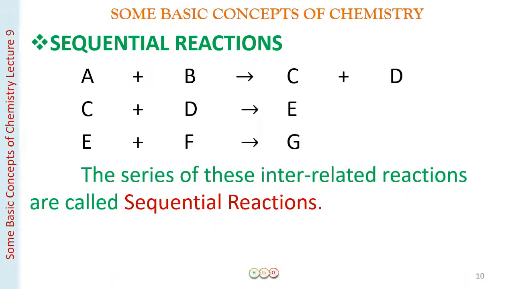So the series of these interrelated reactions are called sequential reactions, where the product formed in the previous reaction is being utilized as a reactant in the next reaction. Right? So I hope this is clear with you. And now we are supposed to do the stoichiometric calculations for such types of reactions also. Let us learn this also with a numerical.